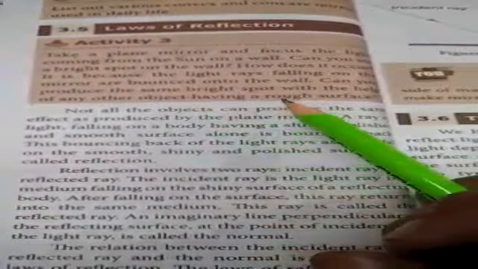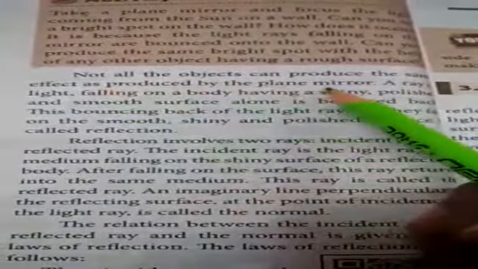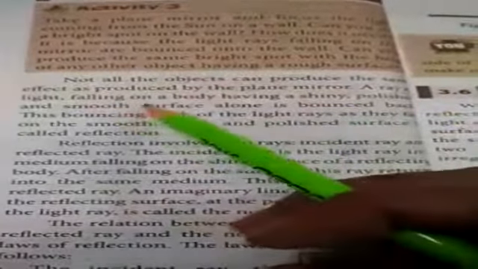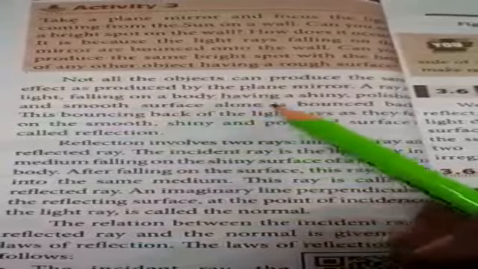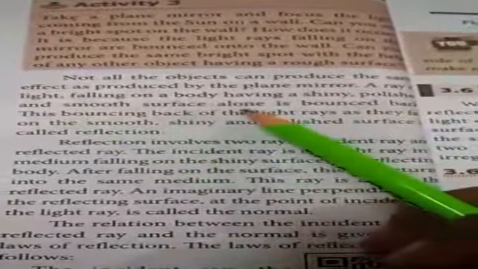Can you produce the same bright spot with the help of any other object having a rough surface? Because the plane mirror has a flat, shiny surface, not all objects can produce the same effect as produced by the plane mirror. A ray of light falling on a body having a shiny, polished and smooth surface alone is bounced back.